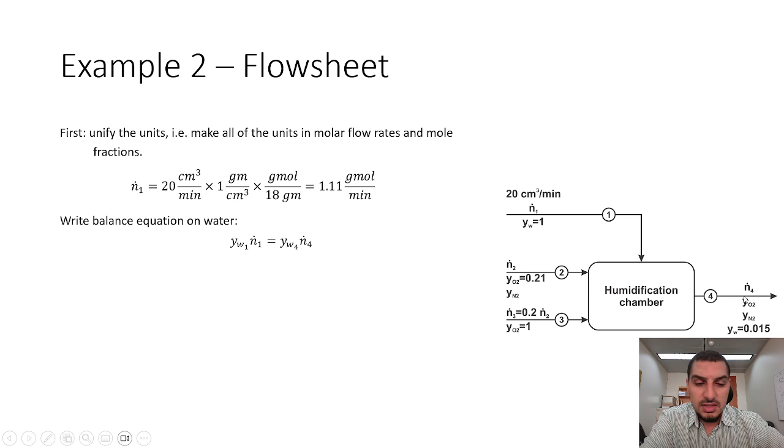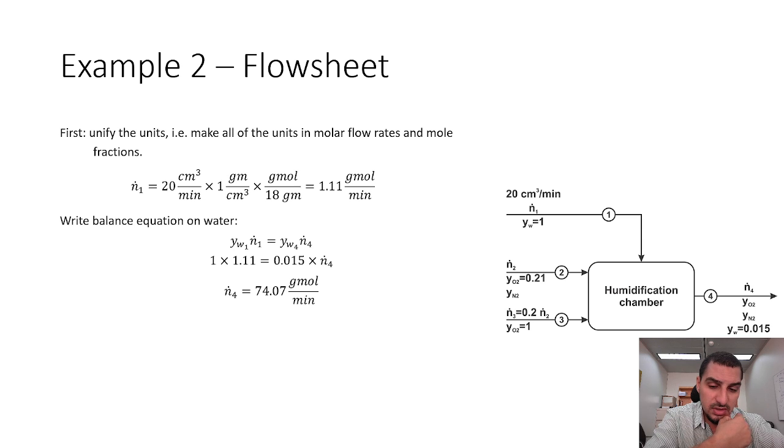So from mass balance, we can say that the water here, which is N1 times the mole fraction of water in stream 1, equals the mole fraction of water in stream 4 multiplied by N4. And from this, we can calculate N4, which is almost 74 gram moles per minute. So now we calculated the molar flow rate here.